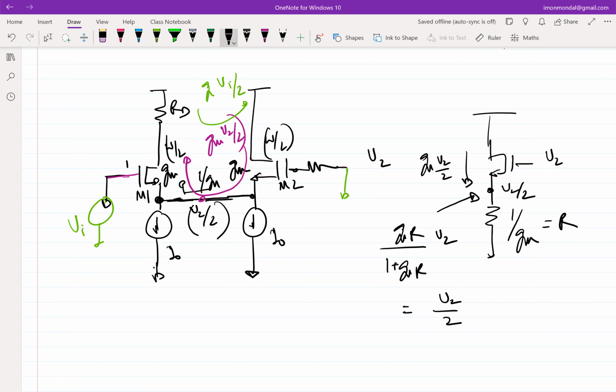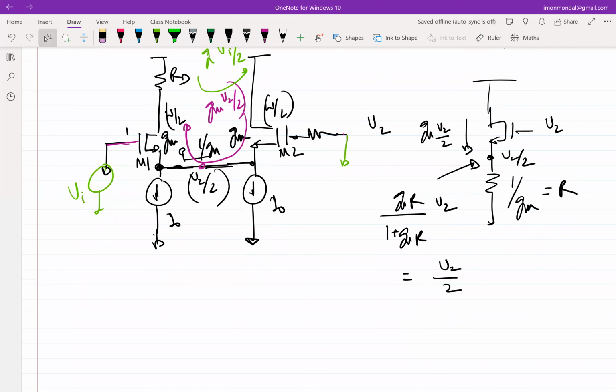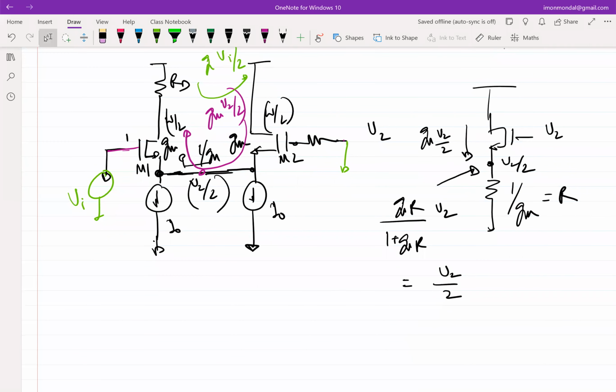So what will be the net current that is flowing? You don't assume V1 and V2 to be 0 to start off. Let's say that they are something different. If they are identical, it will be 0. But if they are not, then the current will be GM times V1 minus V2 by 2. Correct?